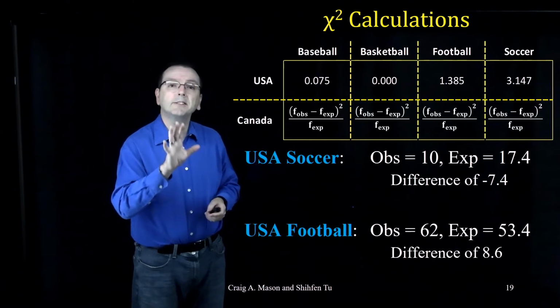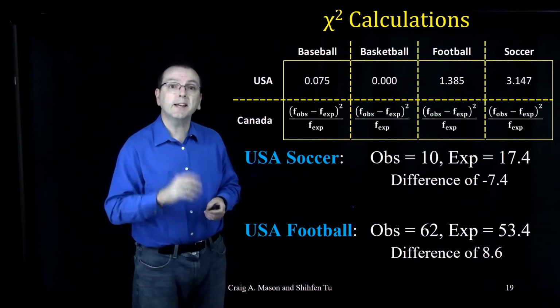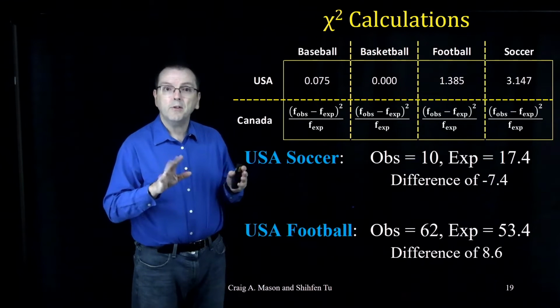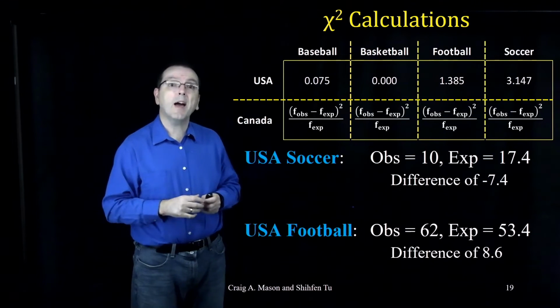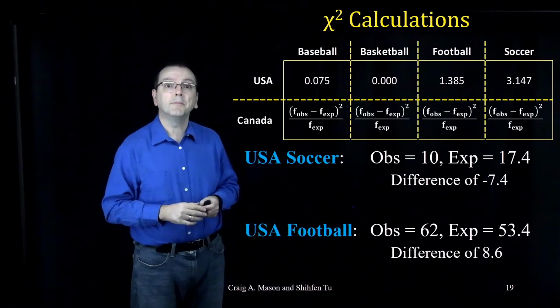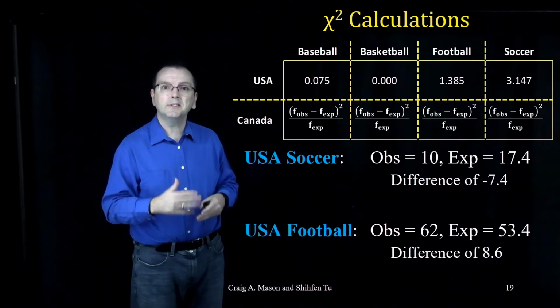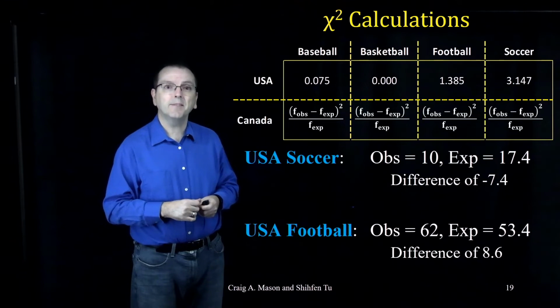Now, that's our chi-square calculations for the USA cells. Why don't you now do the same calculations for Canada on your own? Pause the video and start up again when you're done, all right?